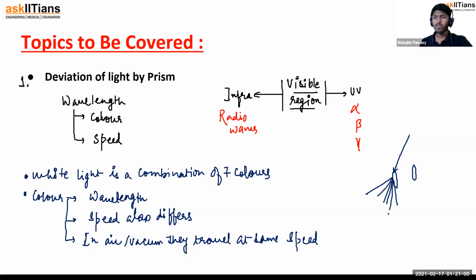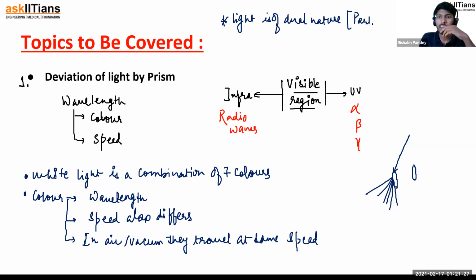Am I clear? Wavelength is what? This is basically a class 12th topic, where we say that light is of dual nature. That is particle as well as wave. And depending upon the situation, light behaves either as particle or as wave.